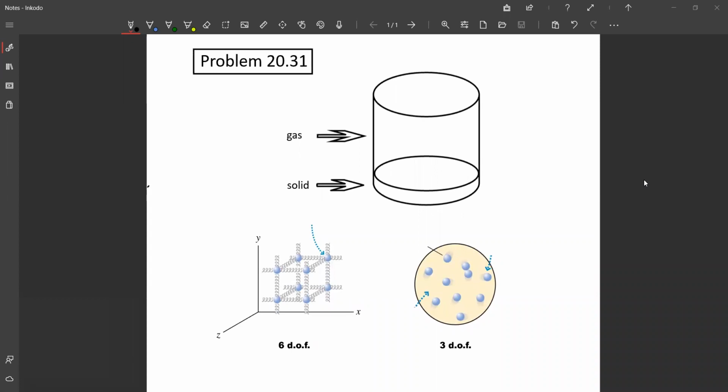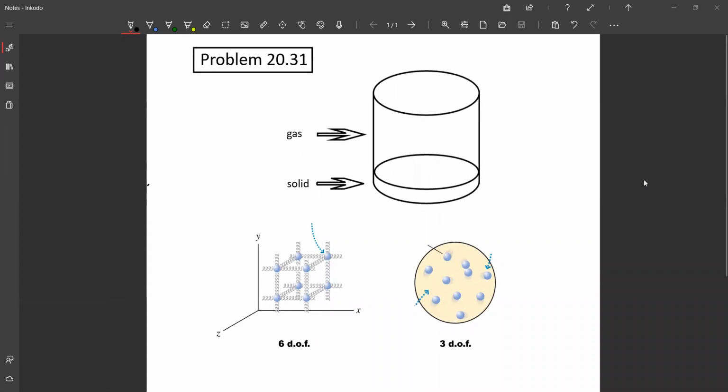The only problem I'll be working here is number 31 from chapter 20. This is the one about a quantity of gas in contact with the solid, and they're at different temperatures, which means heat will flow from one to the other. In fact, that's the only time heat flows: when you have a temperature difference between two bodies in contact.